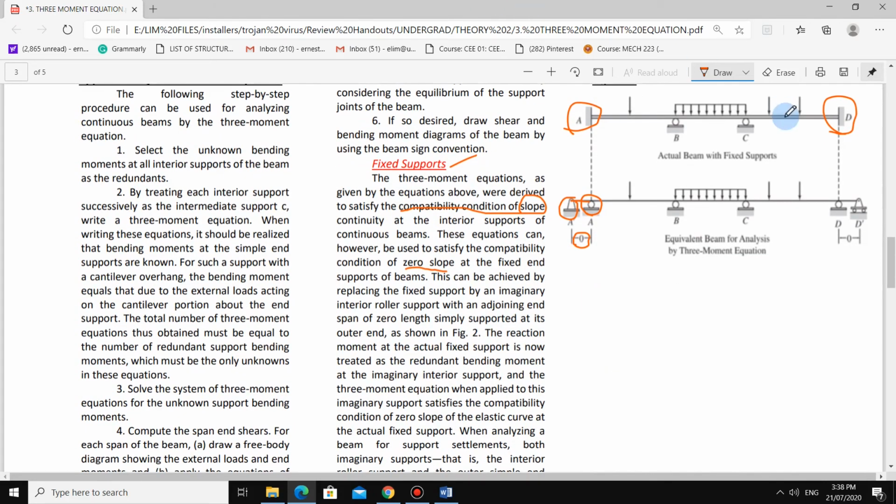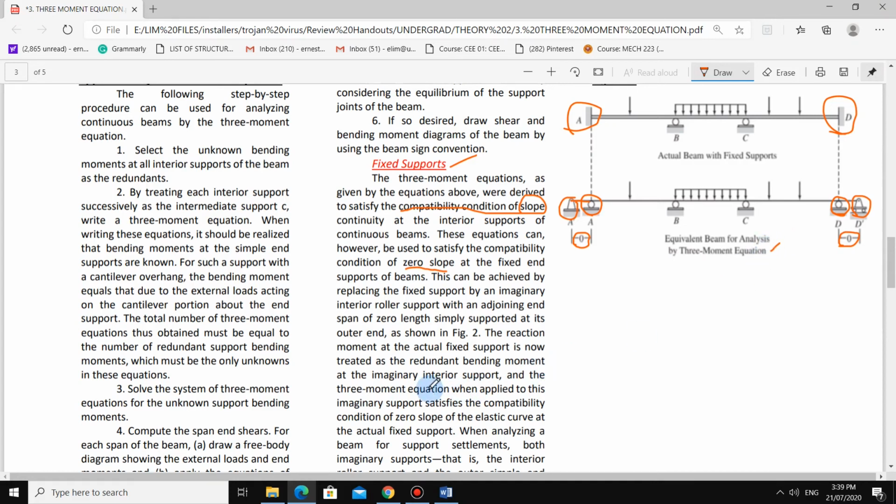Okay, the same goes for D. So the fixed support, you just change to a roller, then place on its adjacent side another simple support with 0 length. Okay, so that is the equivalent beam for analysis by the 3-moment equation.